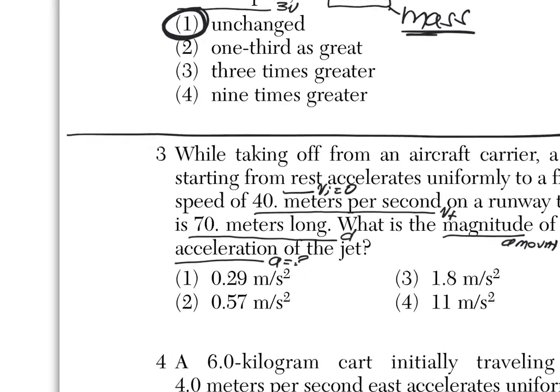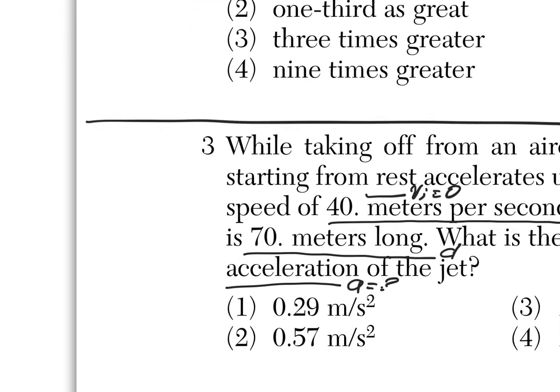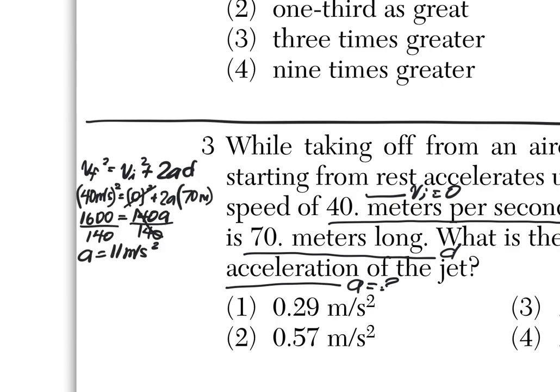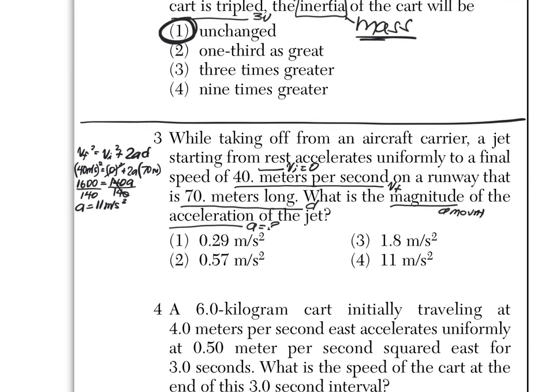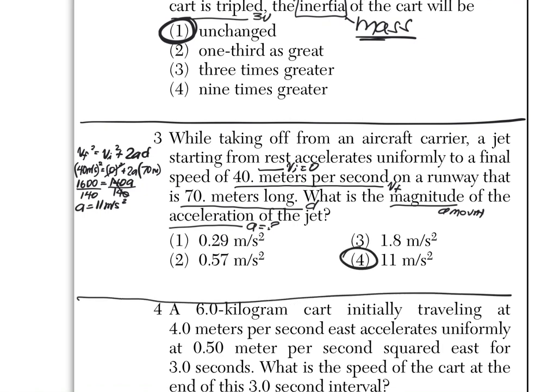So with that information, I can do vf squared is vi squared plus 2ad. Time is not in that equation. I was not given time. It's not asking for time. I do have vf, vi, and d, and I can solve for a. When we work the math, we get that the acceleration is 11 meters per second squared, which is choice 4.